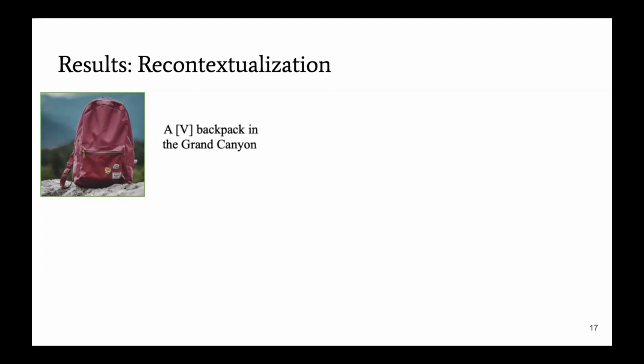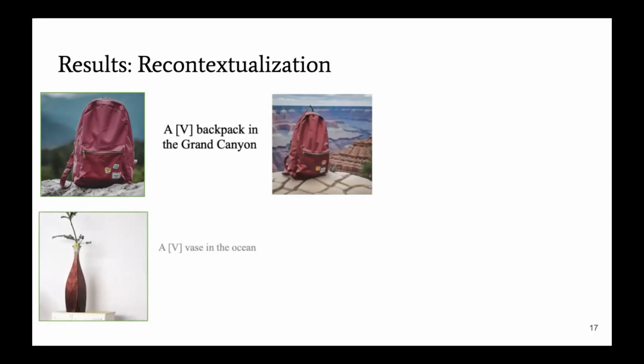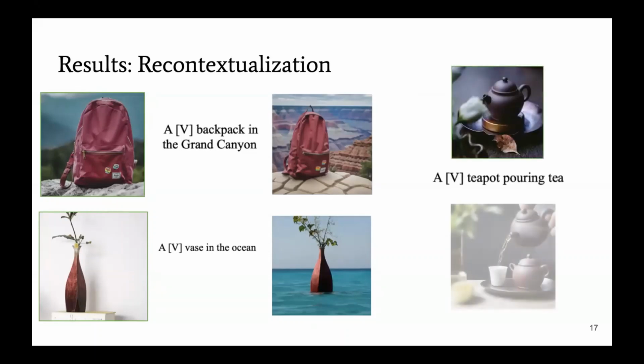And then you want to give it the specific domain that you want to capture it in. Here we show that you can put it in specific places. You can have a different subject instance, and you can put it in generalized places like the ocean. And you can even have it recontextualized to performing an action like pouring tea.